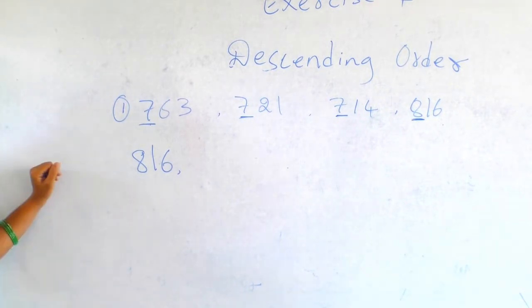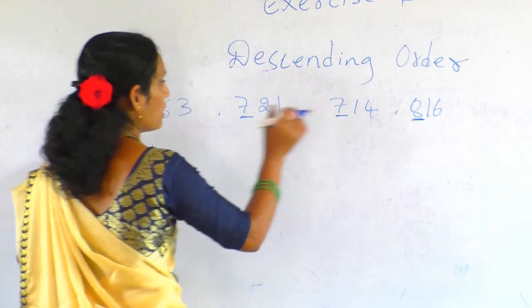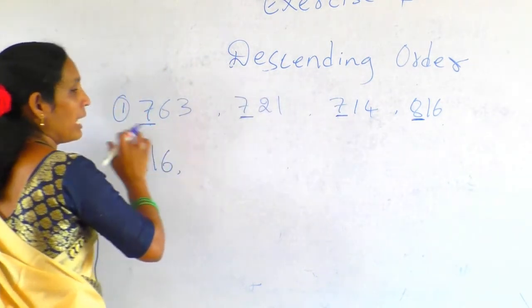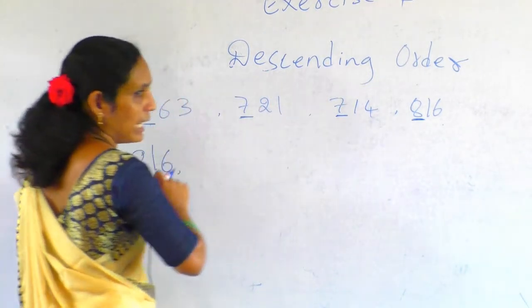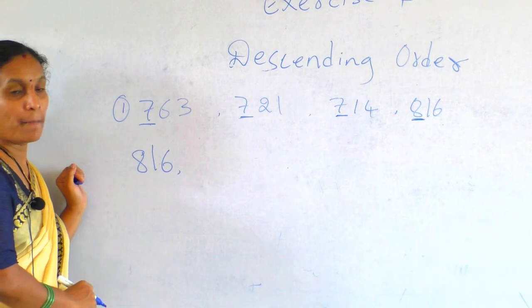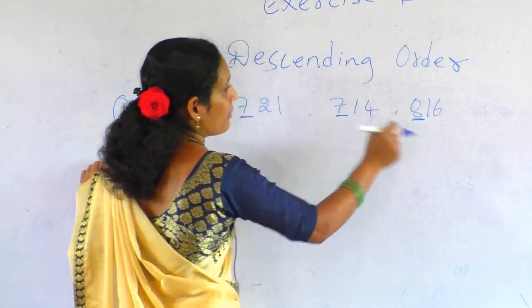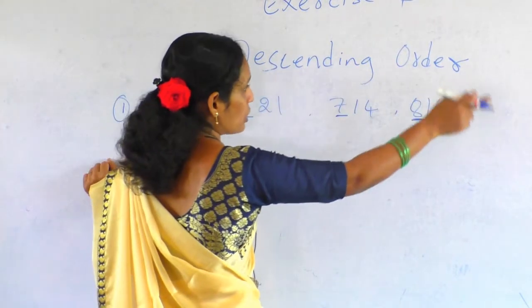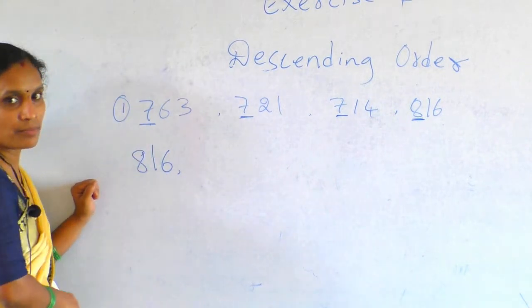Why did I write 816 here? Because in all these 3-digit numbers, the digits are in the same places. 7 is in the 100 place, 7 is in the 100 place, 7 is in the 100 place. But 8 is also in the 100 place, and it is the biggest number. Descending order means biggest to smallest. So I wrote the biggest number first.